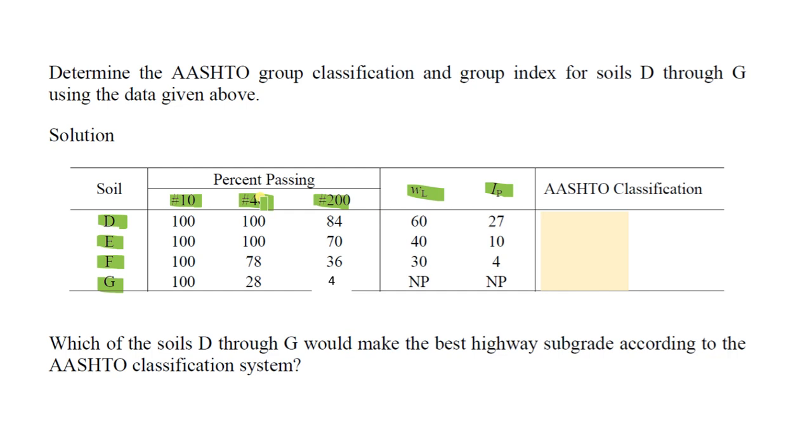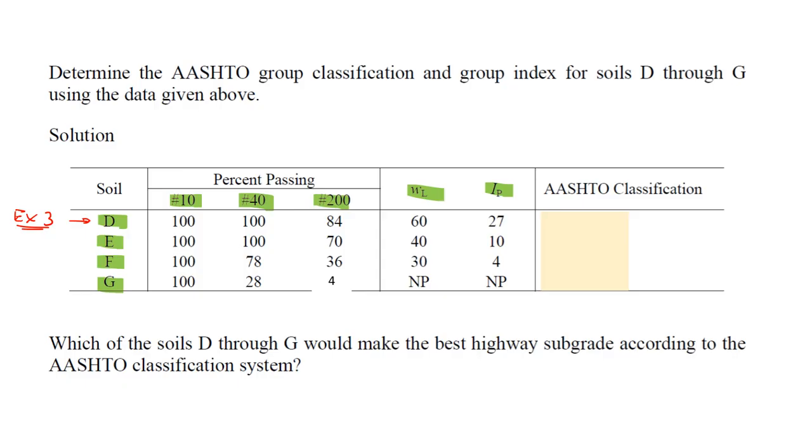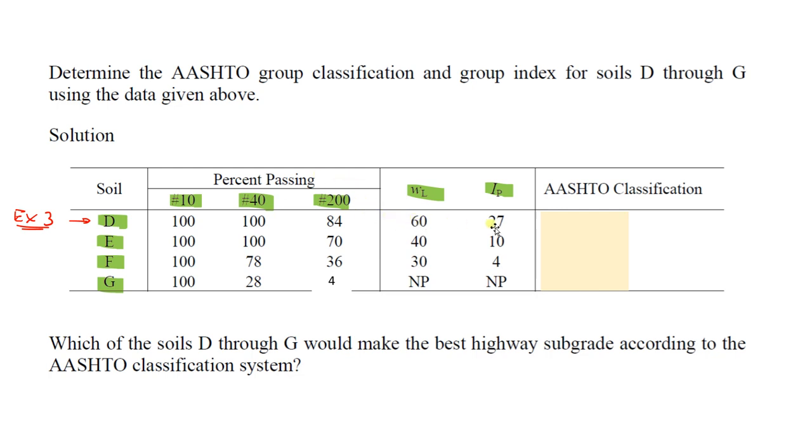So you will just pick the values from here and we are going to classify. So let's do the next example, and I'm going to start with this soil D. So this is going to be our example number 3. Let's take this soil D, example number 3. So passing 10, 40 and 200 is 100, 1, 84. So this is 100, 1, 84, and liquid limit and plasticity index are 60 and 27.